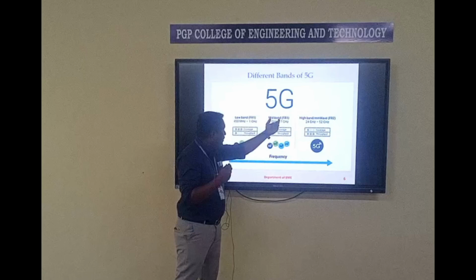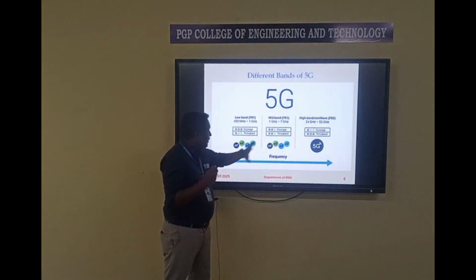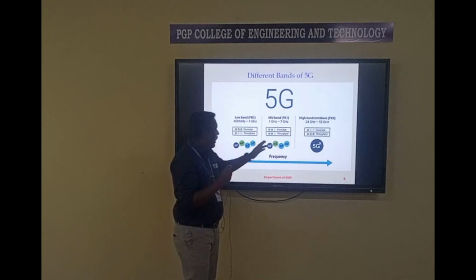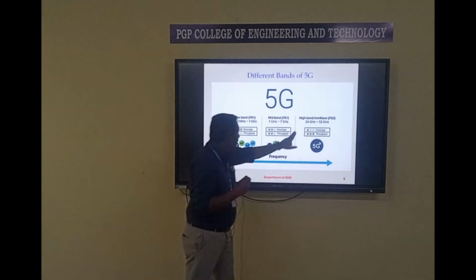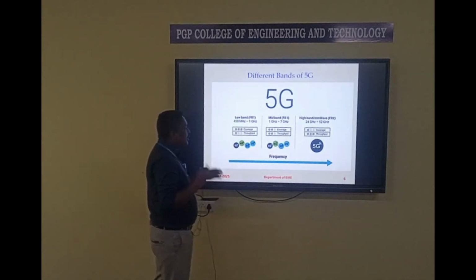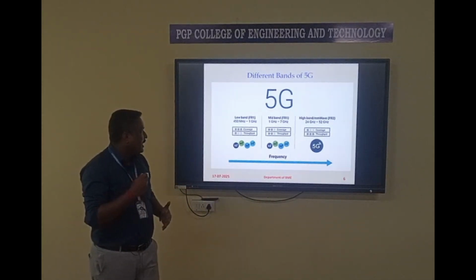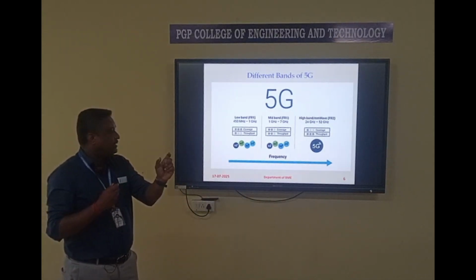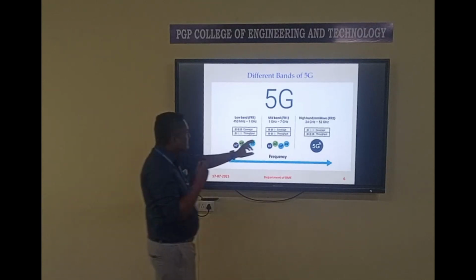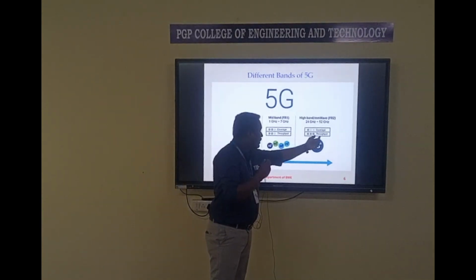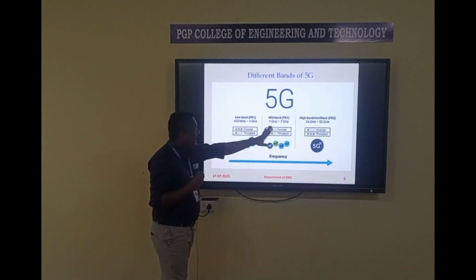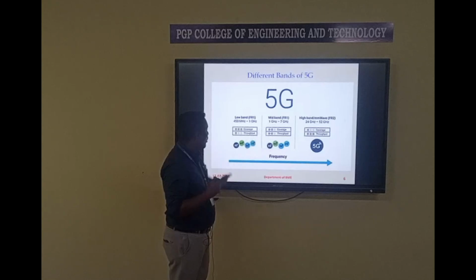The mid band is a good balance between coverage and throughput, and also capacity. Then the high band, in terms of millimeter wave. What is the problem with the high band? If you are using the high frequency range, there is only a short coverage area and poor penetration, and throughput is also a very limited range of data speed. That is the difference between the low band, mid band, and high band. This research is going on.